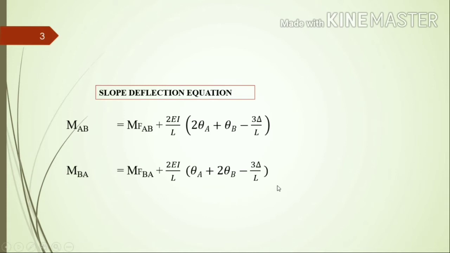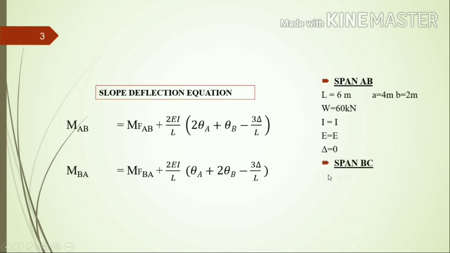Then write down the given data. For span AB, L is given as 6 meter, in which the concentrated load is acting at a distance of 4 meter from the left hand side support A and 2 meter from the right hand side support B. Similarly, the concentrated load W is equal to 60 kilonewton. I, moment of inertia, is given as I. E is also taken as E itself. Then delta equal to 0. There is no settlement of support A, B, C. So delta is equal to 0.